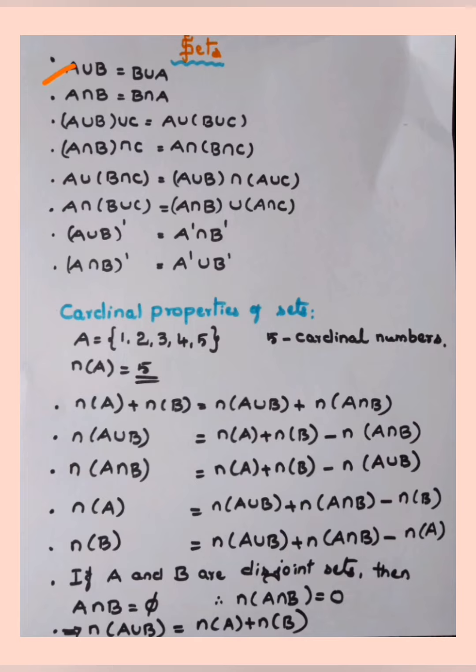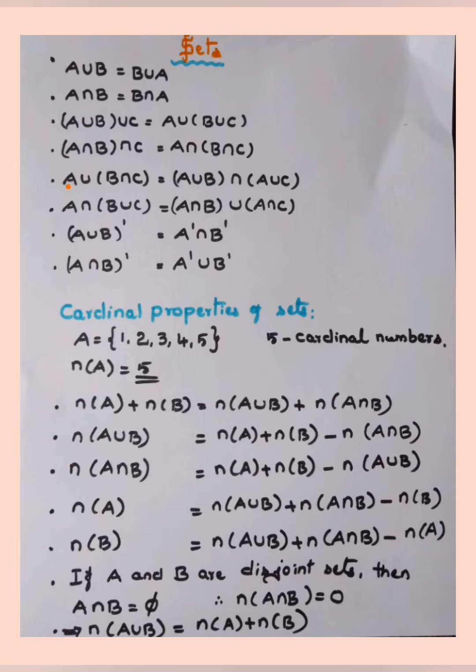We'll check out the properties of sets. If A and B are two sets, then A union B is equal to B union A. You can write it like this. This property of sets is called the commutative property. And A intersection B is equal to B intersection A. Next, (A union B) union C can be written as A union (B union C). Then (A intersection B) intersection C can be written as A intersection (B intersection C).